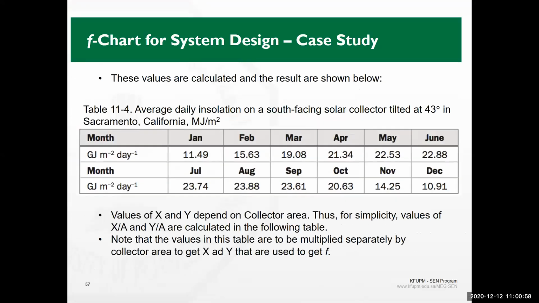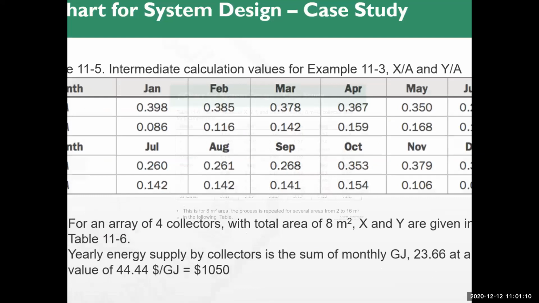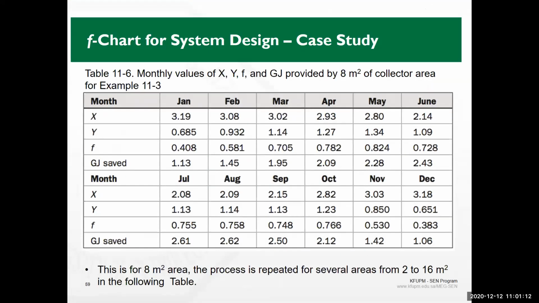For example, let's talk about January. January requires this many gigajoules per meter square per day. The solar collector is going to cover 40% of this. So the remainder with the 60% is basically what's been given here as gigajoules. And this has been specified for every one of the months here. Now, the calculations that have been given here are based on an 8 meter square collector area.